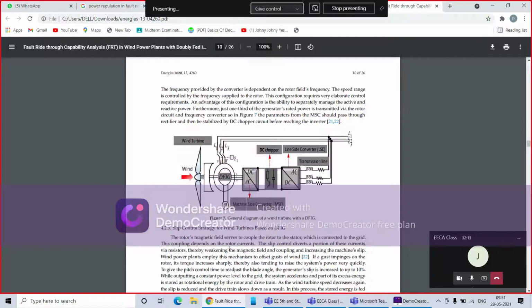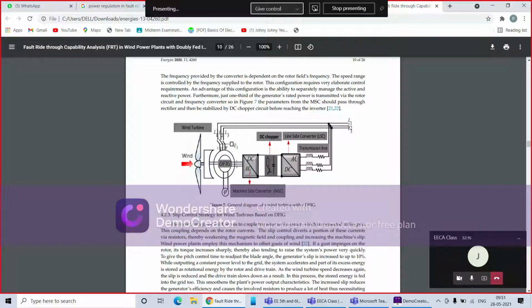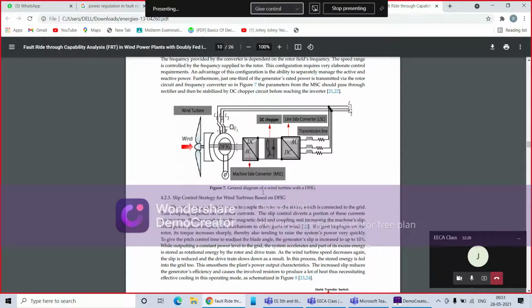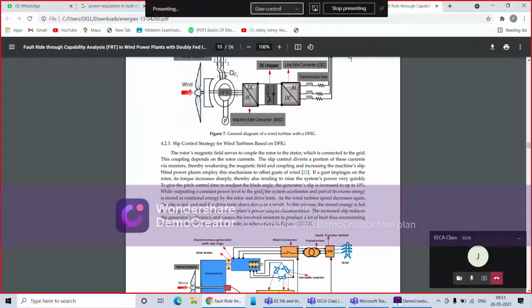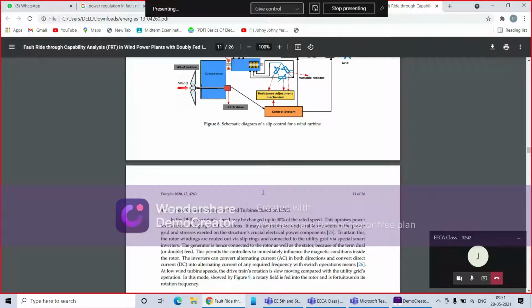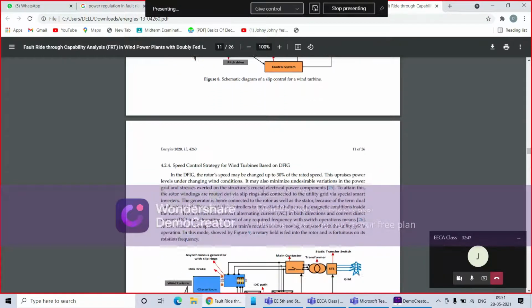So the frequency provided by the converter depends on the rotor field frequency. The speed range is controlled by the frequency supplied to the rotor. See, this is given in your syllabus, assuming that you all know about the induction generator. That was already in your syllabus when you were in first year. Your syllabus is designed according to the previous topics you have covered. So even if you don't remember, try to brush it up and read it again.